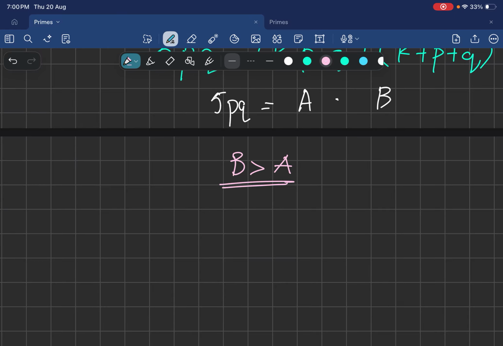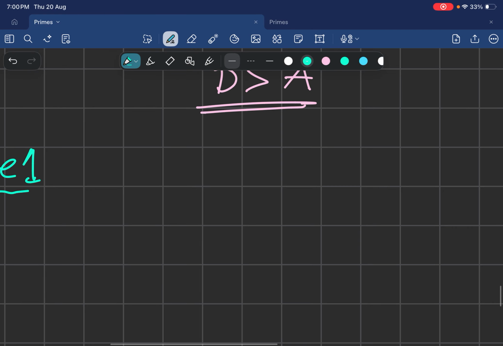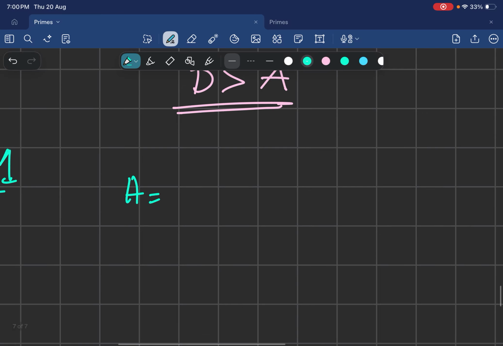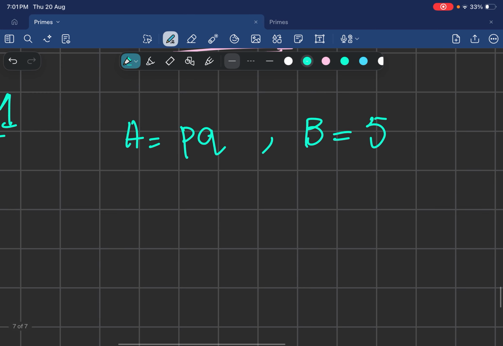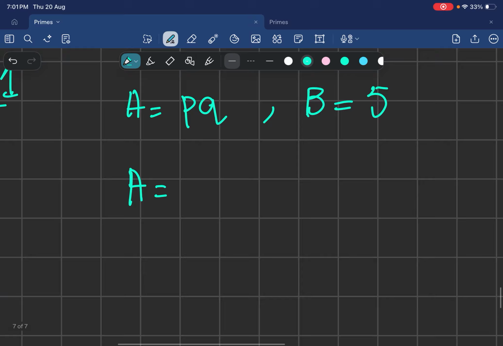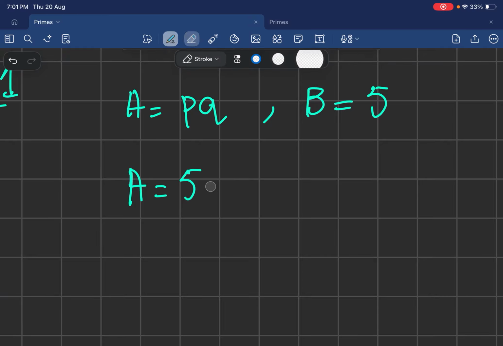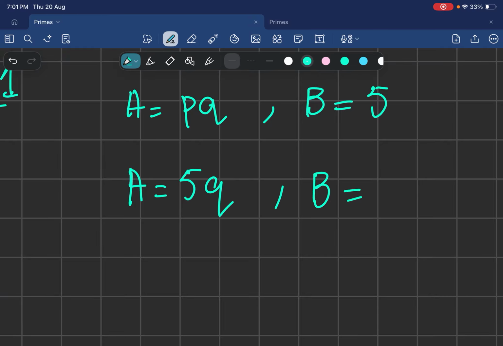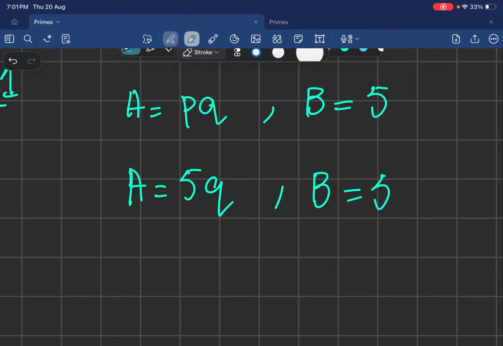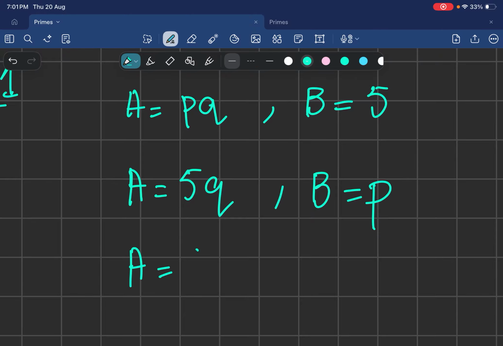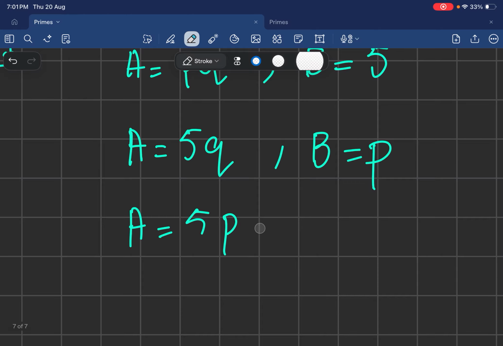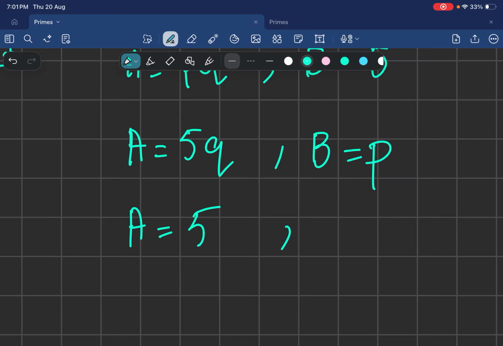Let me show you the cases. I'll only do one case because almost all other cases fail. To keep the video short, I'll only do the one case. So a is equal to, let's say, pq, and b is equal to 5. I can say a is equal to 5q, and b is equal to p. I can make a equal to 5p and b equal to q, but I told you b will be greater, therefore we can't allow that.